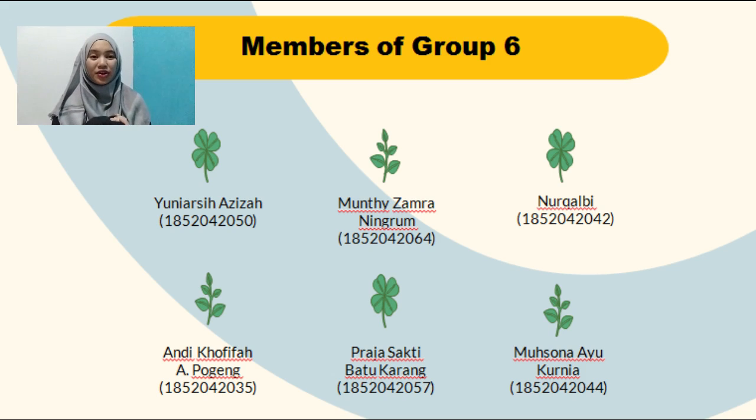So the first member of group 6 is me. My name is Iniarsi Aziza. The second member is Muntizam Raningrum. The third member is Nur Kolbi. The fourth member is Andi Hovifa. The fifth member is Praja Sakti Batukarang. And then the last member is Musona Ayu Kurnia.